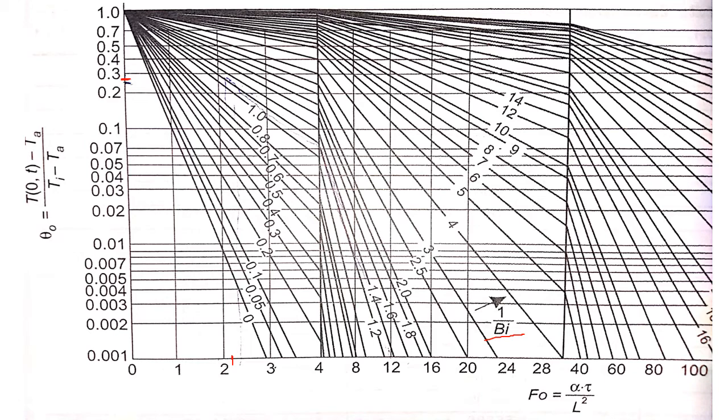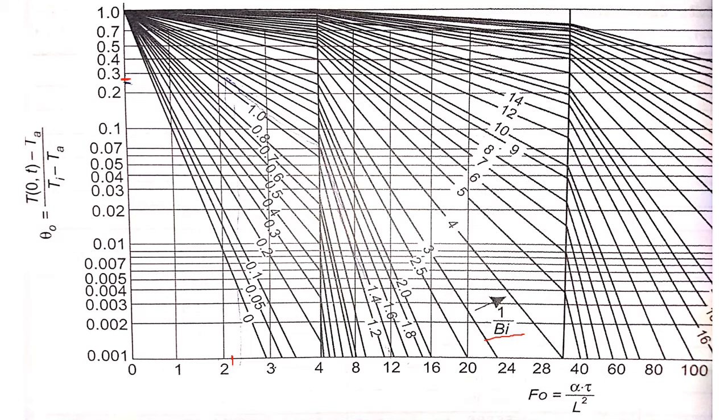Once again, this is the value of the temperature. Already we have got it as 0.268, and somewhere I have marked here 0.268. Let me draw a very thin horizontal line like this, and my 1 divided by Biot number is 1.23, somewhere here, very near to this.